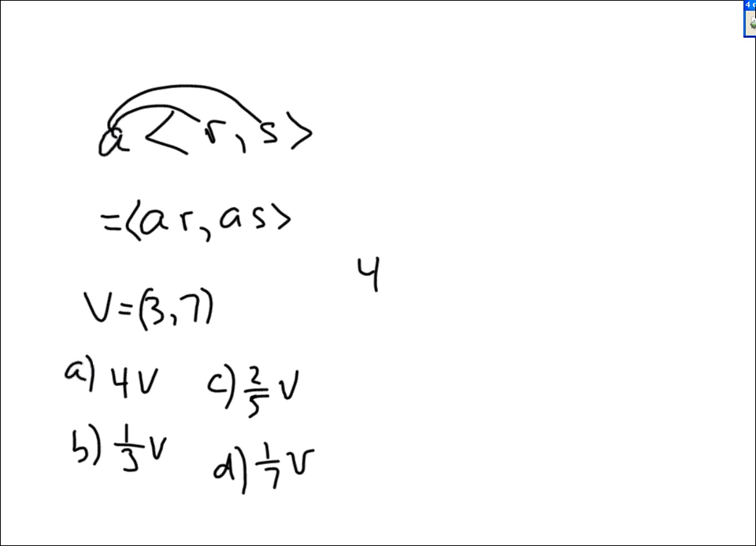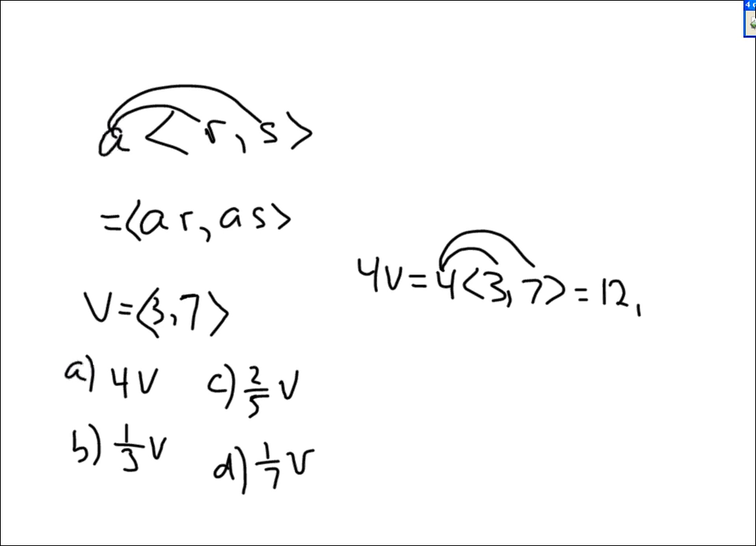Well, for 4v, this is 4 times v. Sometimes when I write vectors with parentheses, that's called a typo. I didn't mean to. You put those type of brackets. And 4 times 3 is 12. 4 times 7 is 28. And the vector brackets: 12, 28.